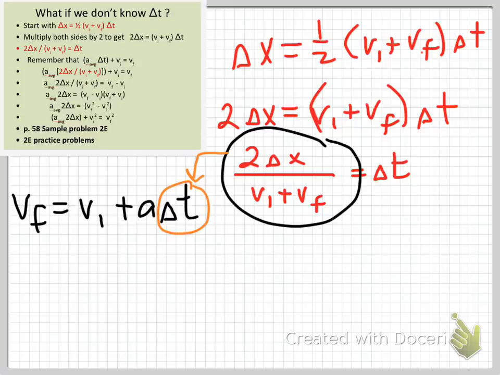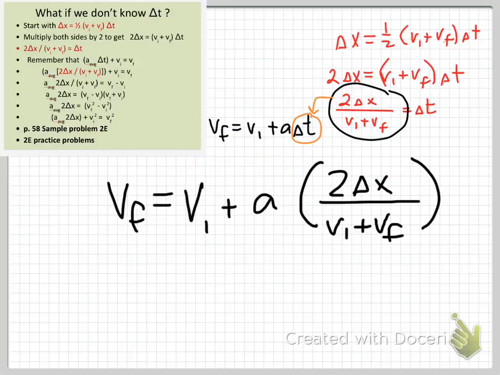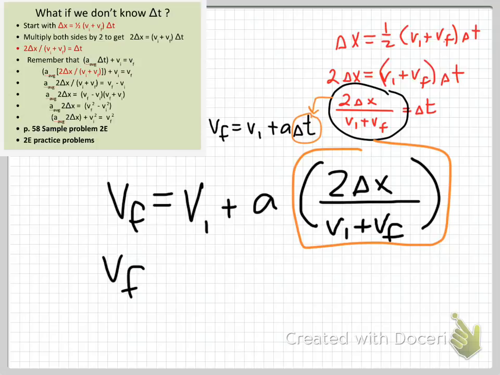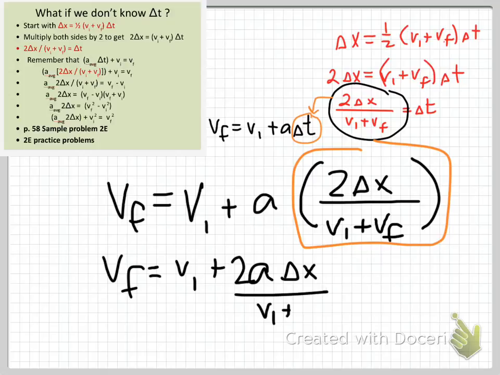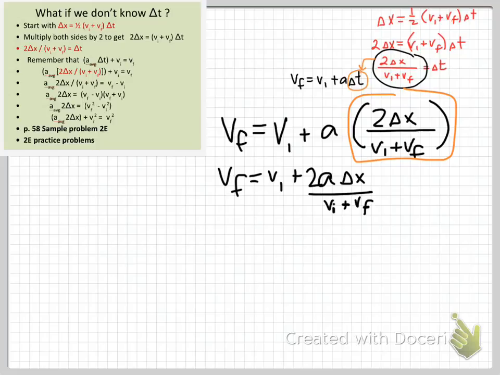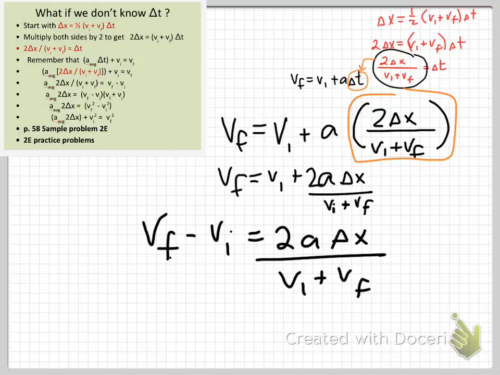So I'm going to shrink part of this, and I now have this expression for delta t shoved into that. Okay? So I'm going to distribute the a to start with. vf equals vi plus a times 2 delta x over vi plus vf. I clearly need to simplify this, and the easiest path to doing that is vf minus vi equals 2a delta x over vi plus vf.